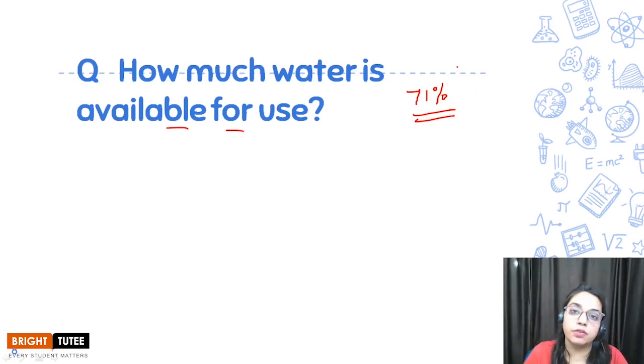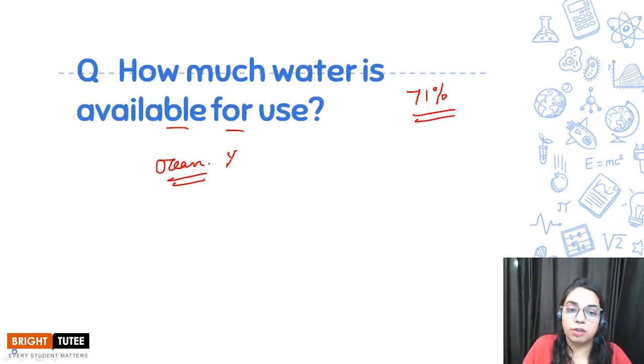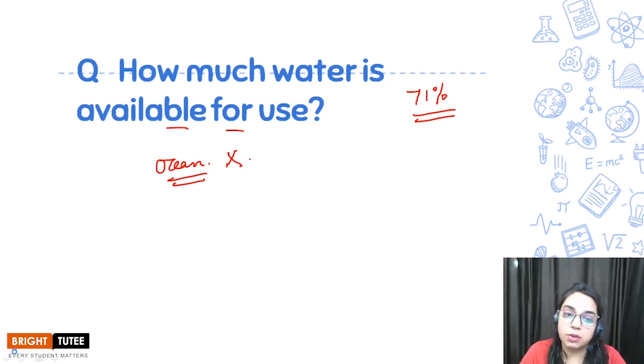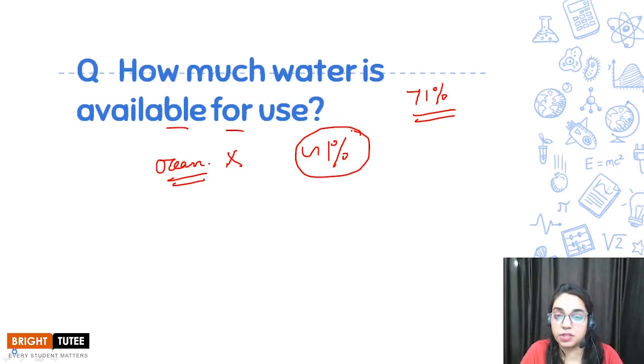No children, all of the water which is available on the surface of earth mostly exists in the form of ocean. And so children, this water cannot be used for drinking purposes, neither for agricultural purposes. So the actual availability of water is very less, and it is approximately equal to 1% of the total water that is present on the earth.